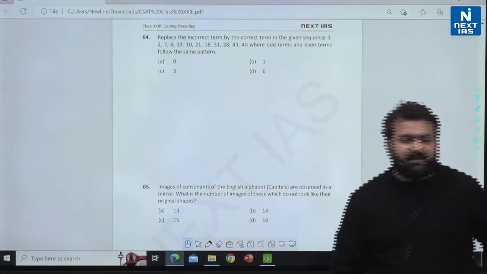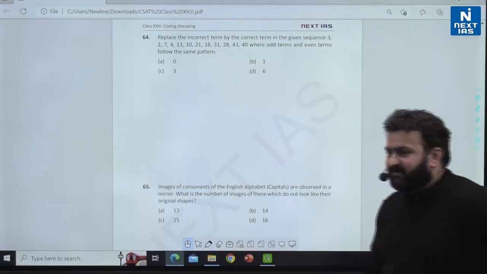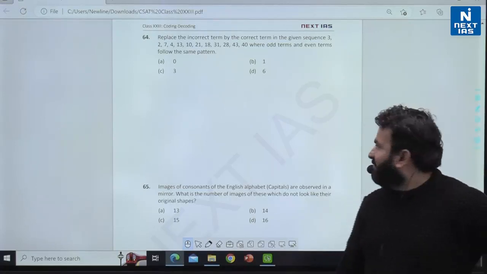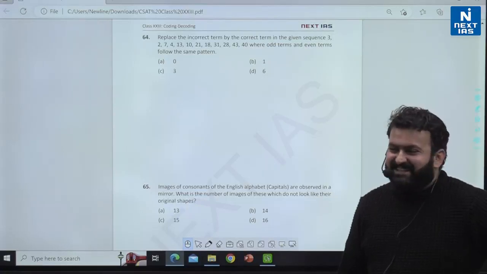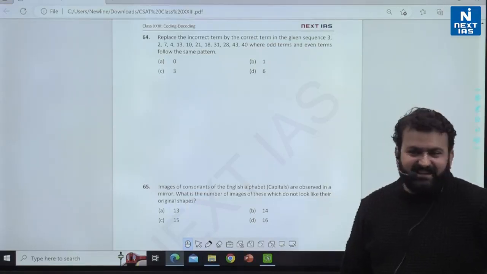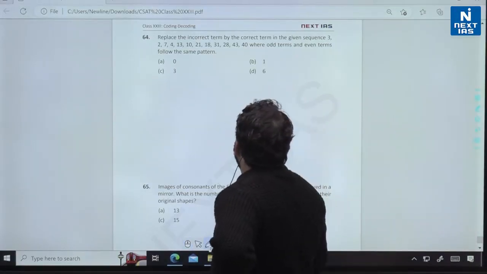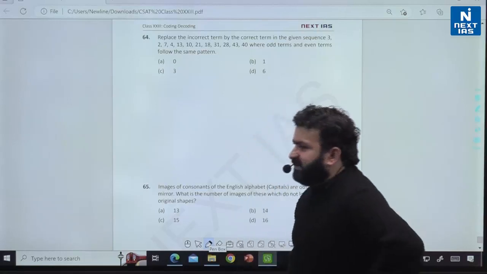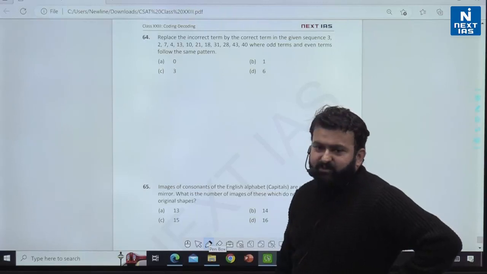Question number 64, what answer you all are getting? How many of you are getting answer option A? B? C? D? Now all of you, replace the incorrect term by the correct term in the given sequence. 3, 2, 7, 4, 13, 10, 21, 18, 31, 28, 43, 40.